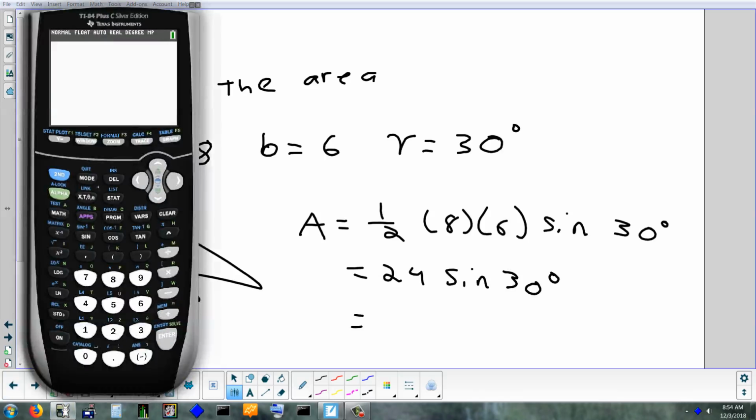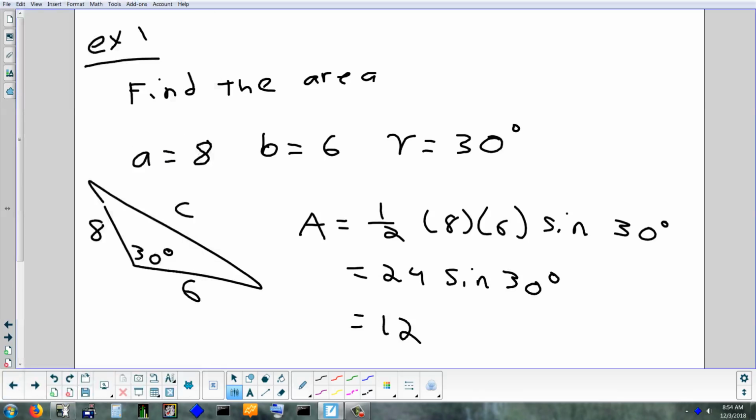But sine of 30 does come out to a nice number. It comes out to 1/2. So it ends up being 24 times 1/2, which is 12. Now, that's 12. I want to keep in mind what we just did in that problem.